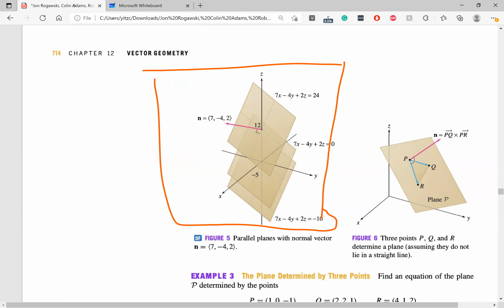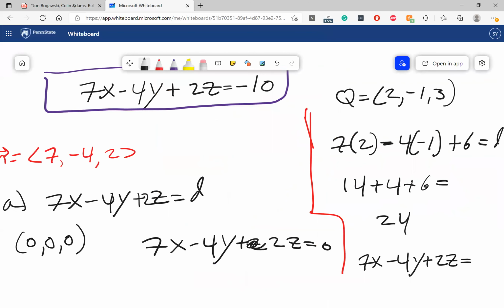Okay, on to the next situation that we want to deal with. Let's imagine that we don't know the normal vector, but we know 3 points in the plane, P, Q, and R. Now, if you only have 2 points, there isn't a plane that's defined by only 2 points, because for 2 points, you can rotate the plane and still contain the 2 points.